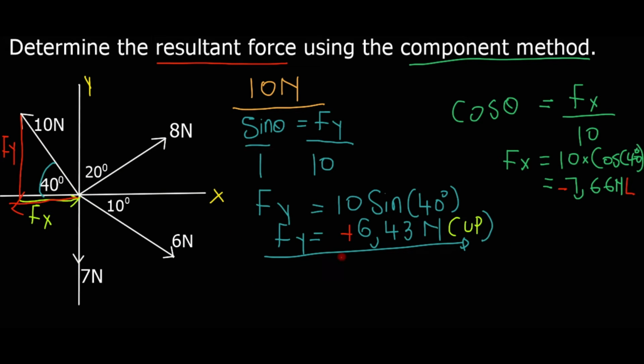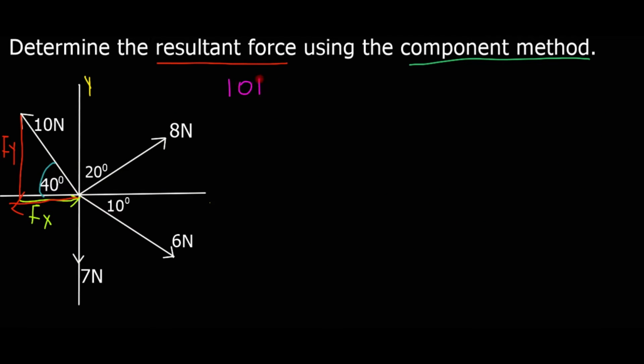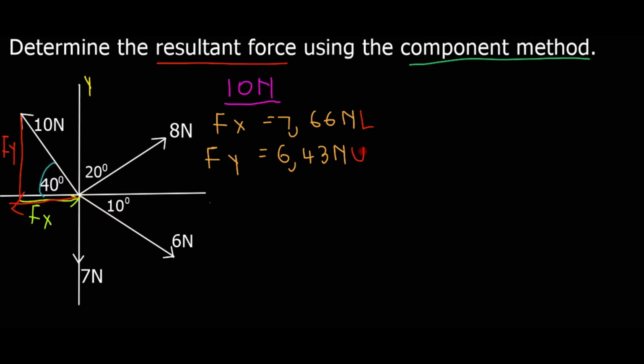So now we create the components ja 10 newtons, which is 6.43 newtons and 7.66 newtons. So now I level ja 8 newtons, but first re ke dingwa le pele ja 10 newtons. So re create gore fx ya 10 newtons ke 7.66 newtons, and then fy re create gore ke 6.43 newtons, and then in terms of direction this one is left and then this one is up. So now let's see 8 newtons.